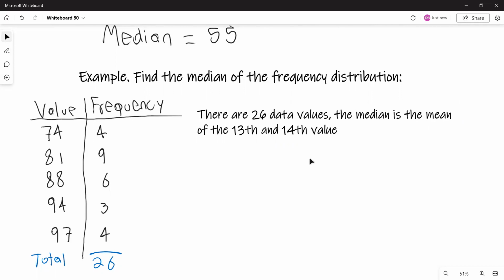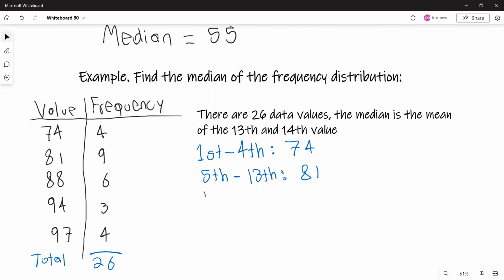Okay, so let's find this out. The first four values are 74, 74. The following 9, we include the end value, so from the 5th through the 13th value, the value is 81. And remember, I'm including the end values. That's why it goes from 5 through 13.